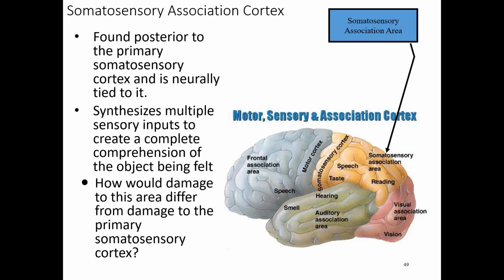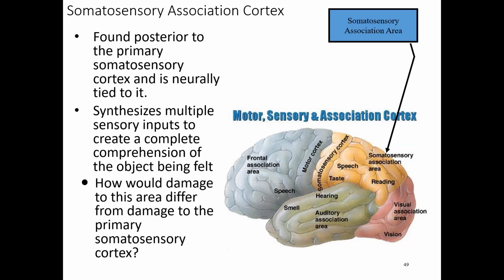Your wallet and your phone are the same size. It's not a pen, it's the pencil. It's not a quarter, it's a nickel. You would have to look at it. If the primary somatosensory cortex is functional, but the association area is damaged, you would not be able to identify objects by touch, feel, shape, temperature, whatever. You would not be able to process that information.